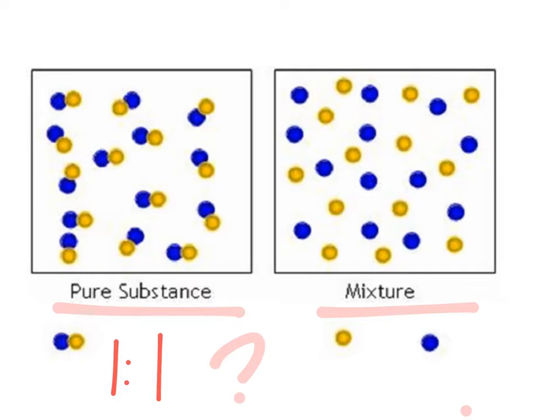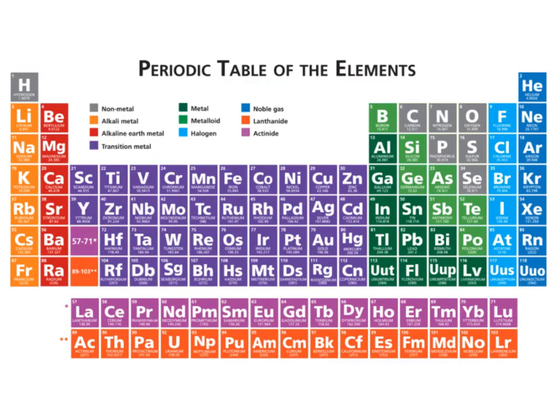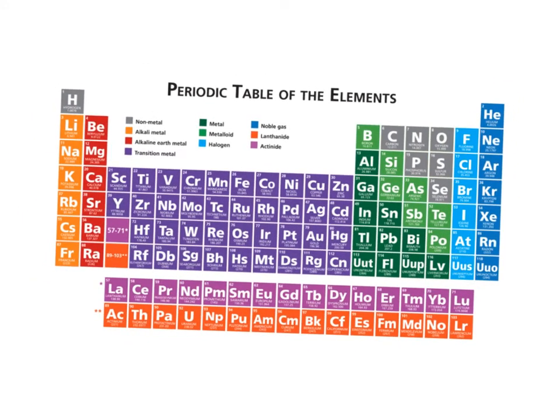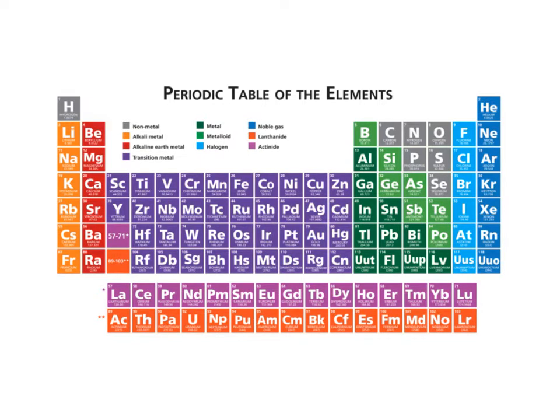It is very simple to identify the elements, which cannot be separated anymore. They can be found in what is called the periodic table of elements. Here is a sample. So we have here hydrogen, helium, lithium, etc.